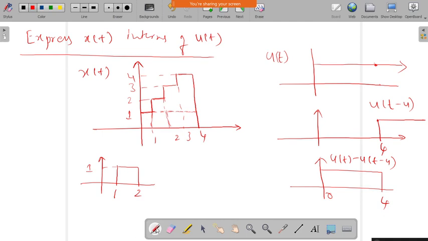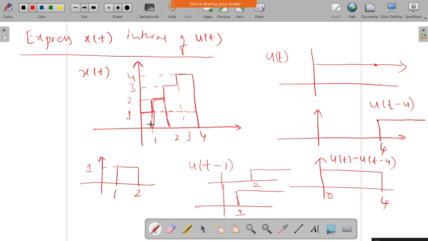Now, for 1 to 2, I get u of t minus 1, so that is this signal. Then I have to get u of t minus 2 also. t minus 2 means you will get it from 2. So this is 1 and this is 2. Now if I subtract this from this, you will get the second signal, which is from 1 to 2.